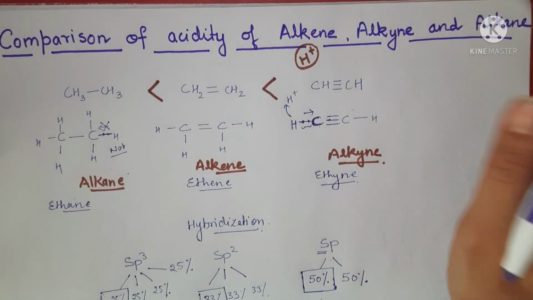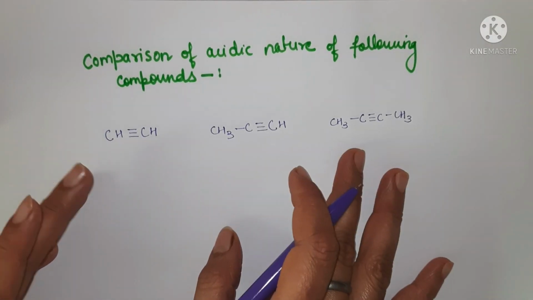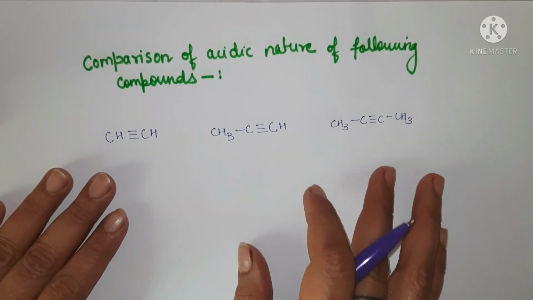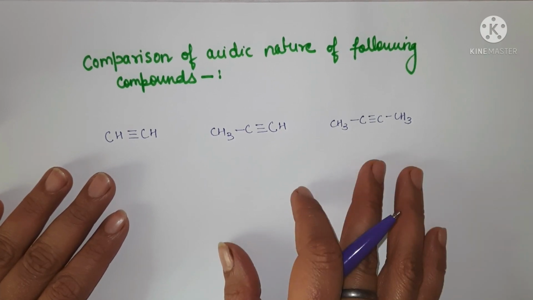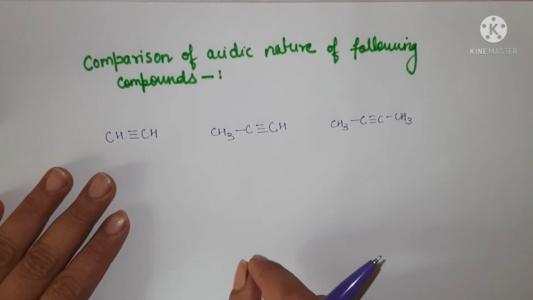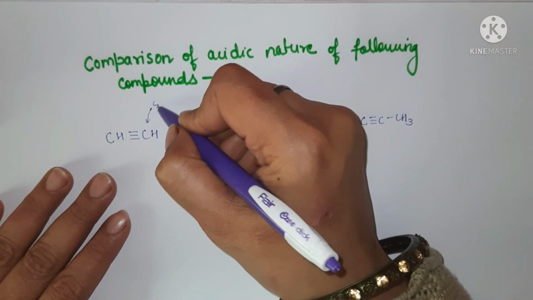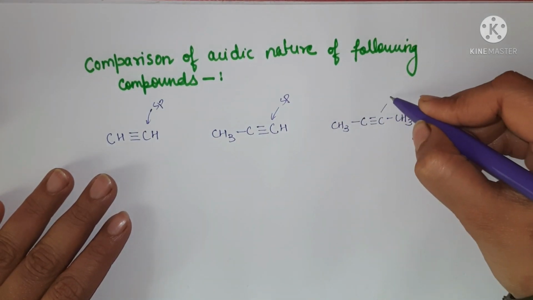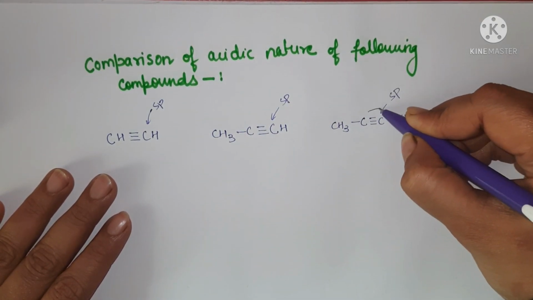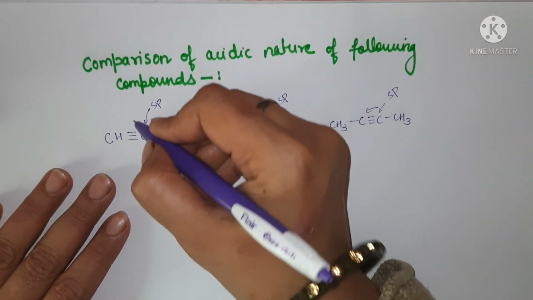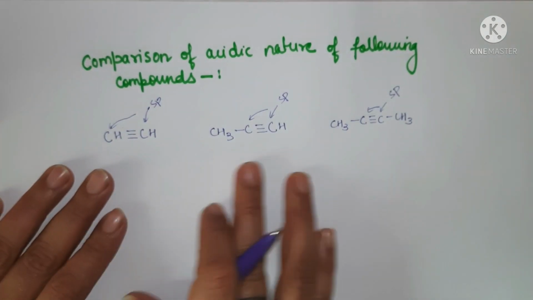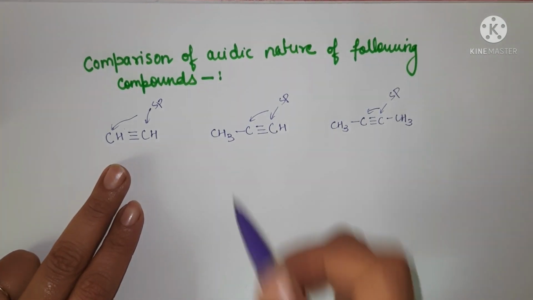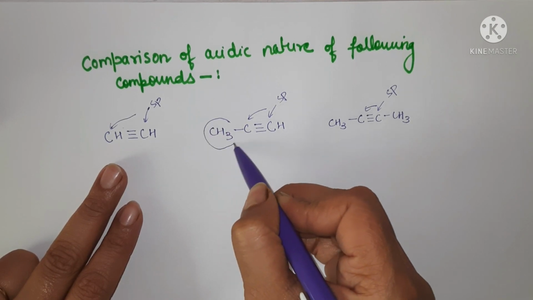Now, what if we have all three compounds as alkynes themselves? How are you going to answer about the acidic strength? Here also you need to apply the hybridization concept, but all the carbons here have sp hybridization. This carbon is also sp hybridized, and this carbon is also sp hybridized, both carbons involved in the formation of the triple bond. So now the answer is hidden in the group attached around the triple bond.